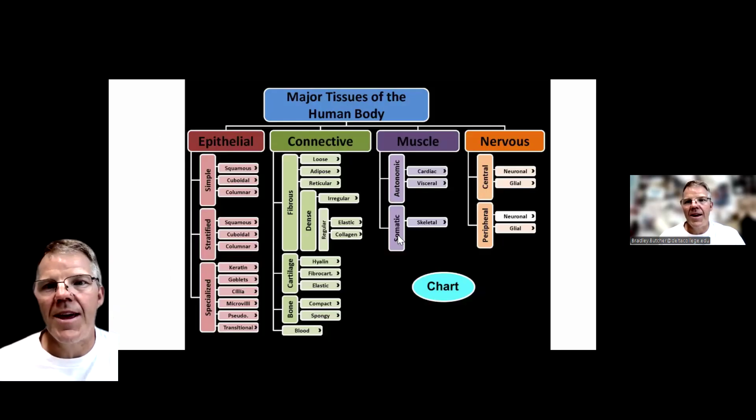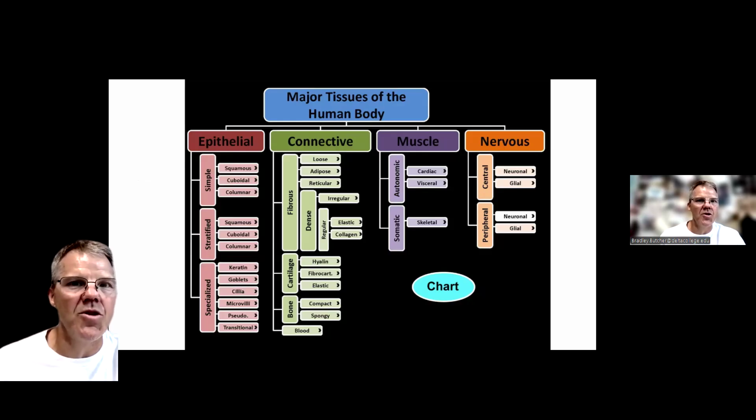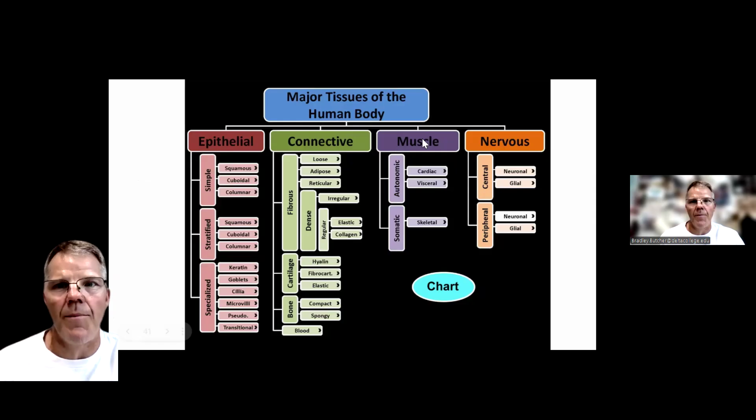These are all the individual types of tissue, and we're going to move through these. We'll talk about epithelial tissue, we'll talk about muscle tissue and nervous tissue, and then we'll talk about connective tissue. We'll talk about them in general, and then we will get into a few examples.